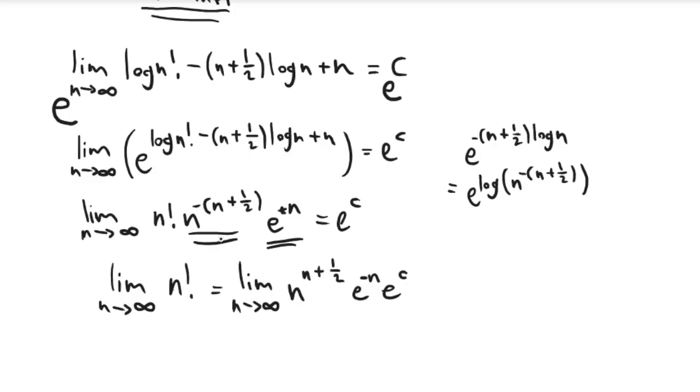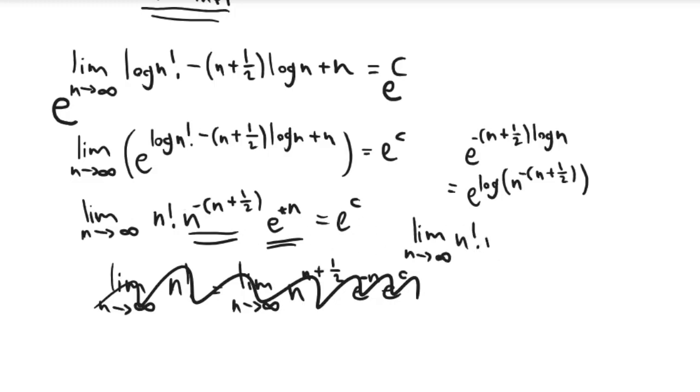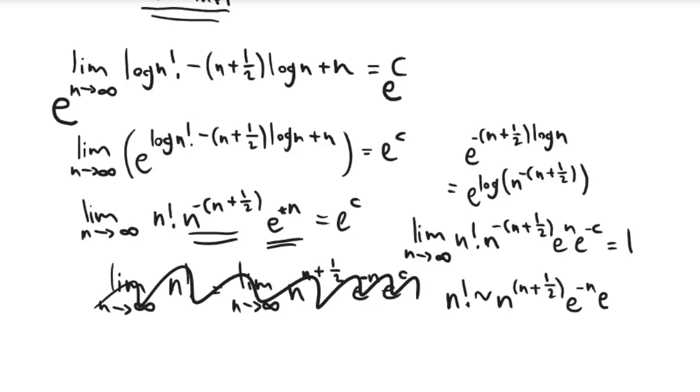And I guess maybe you don't really need to do this last step. Yeah. I mean, all you really need to know is that the limit as n goes to infinity of this expression, you can basically just divide by e to the c. So I have n to the (n plus 1/2) e to the negative n, e to the negative c. And I know that this limit is equal to 1. And this is the same as saying that n factorial is asymptotic to n to the (n plus 1/2) e to the negative n e to the c. And this is the other thing that we were trying to show in this video.